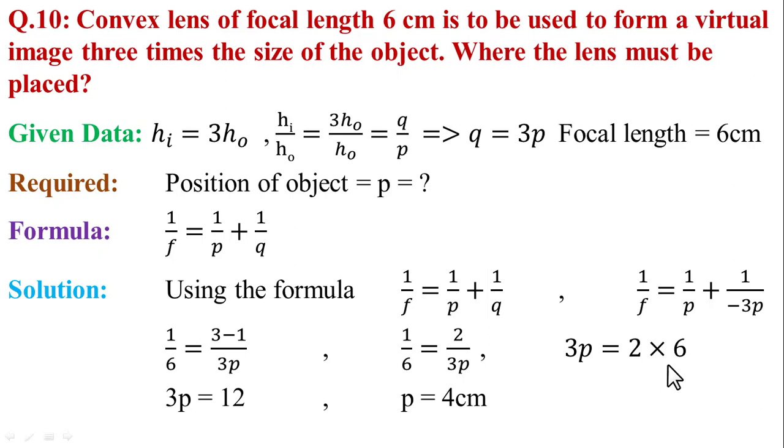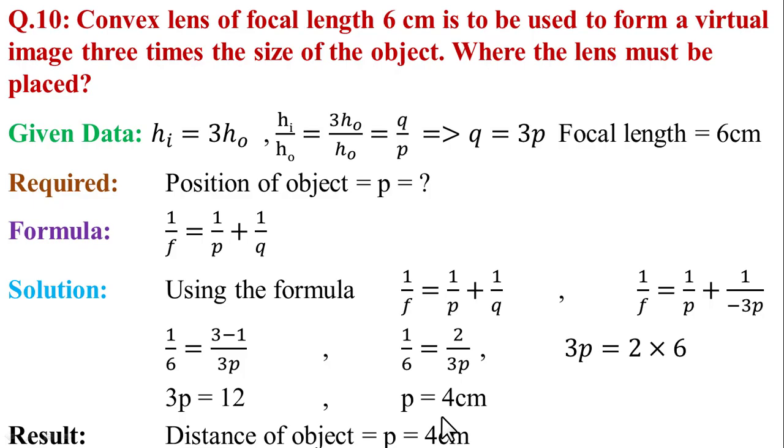Then 3P is equal to 12, and 3 is multiplying. On the other side it will be divided. Then P is equal to 4 centimeter. Now we will move to the next question.